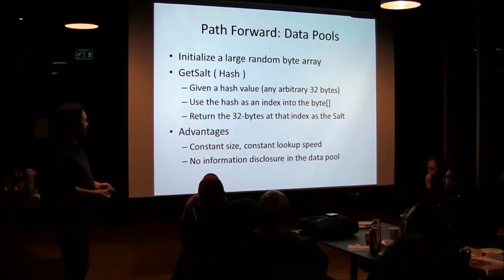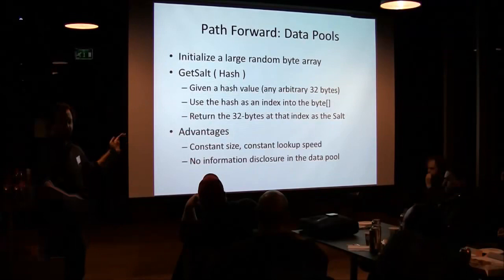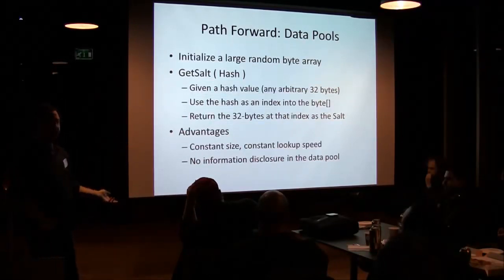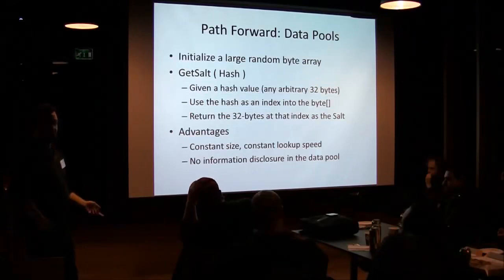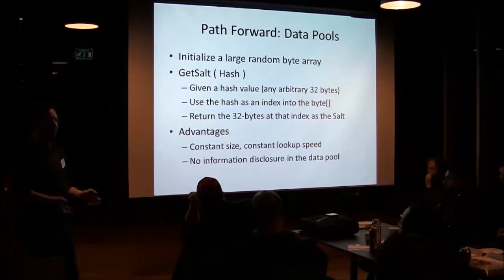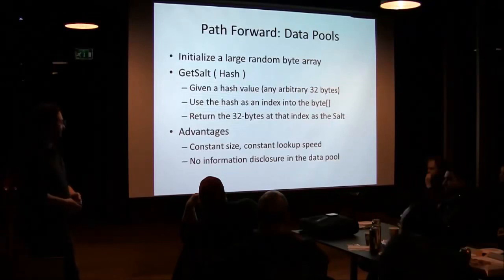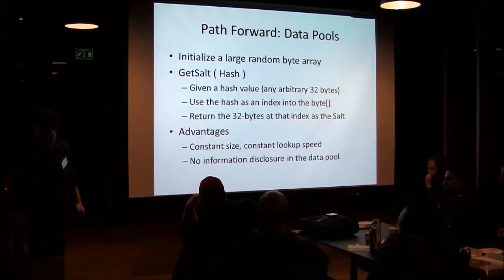Okay, so the good thing about this is the data pool doesn't grow or shrink as new users are added. It can be a fixed size, that's great. It's a constant lookup speed. And also, whatever process is dealing with this data pool, when it's given a hash value, it has no clue whether that hash was a valid password or an invalid password. So there's no data disclosure, there's no information leak if you have this data pool and you're running it as a separate machine.